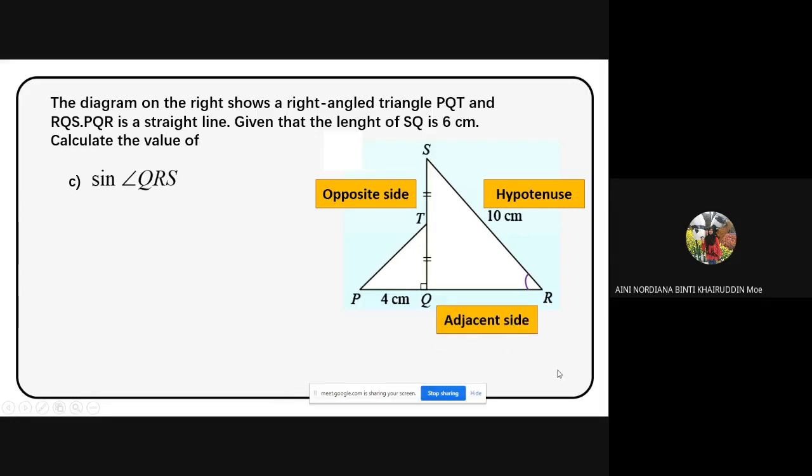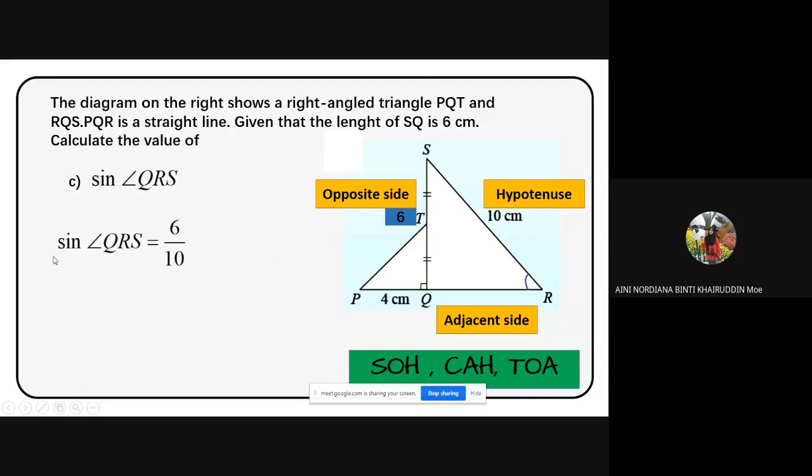So sin is SOH, opposite over hypotenuse. Opposite is 6, hypotenuse is 10. So sine angle QRS is 6 over 10. Don't forget, if you can simplify, then you have to simplify it. So the final answer is 3 over 5.